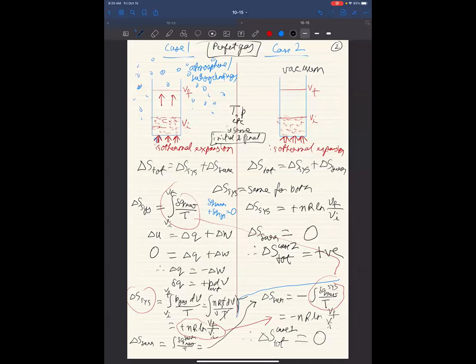So good. Everyone happy with this? Slightly happy, unhappy? Any questions? It's hard to say whether people are happy when they have a mask on, right?